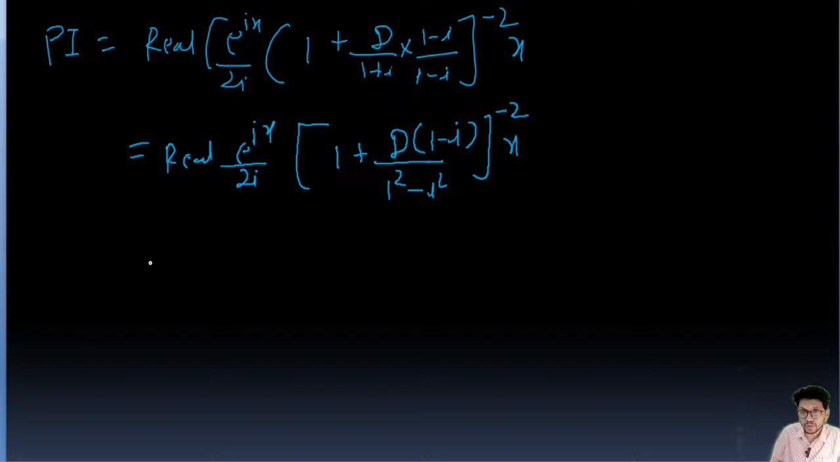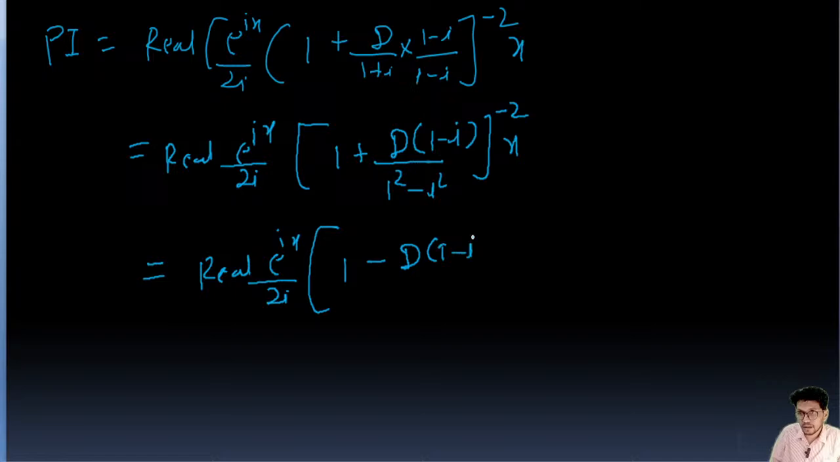So the PI is going to be the real part of e to the power iota x upon 2i, and this is going to be 1 minus D (1 minus iota) upon, this is going to be, plus 2. Okay, 1 square minus iota square: iota square is minus 1, so it equals plus 2, right?